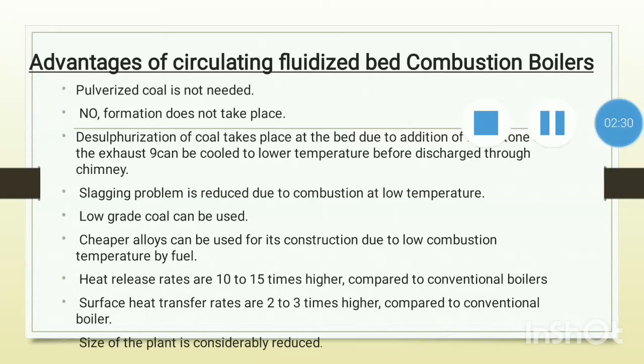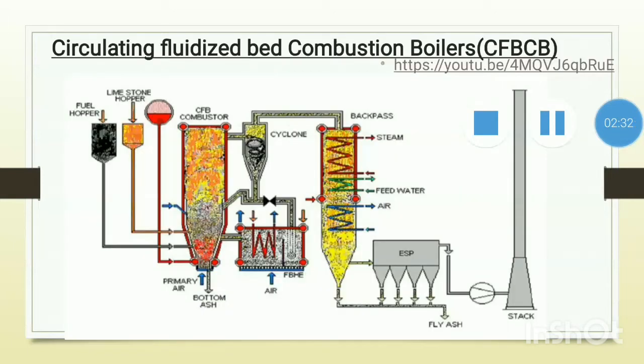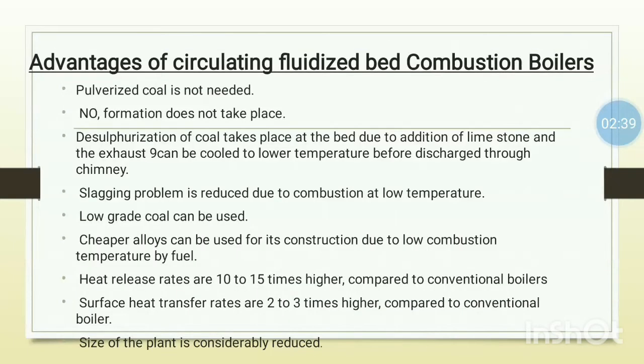So this is how the working of circulating fluidized bed combustion boiler is done. So moving ahead, let's see the advantages of circulating fluidized bed combustion boiler. Pulverized coal is not needed. In the conventional boiler we have to pulverize coal first. Pulverizing means the process of crushing coal into fine particles. Those fine particles of coal are called pulverized coal.